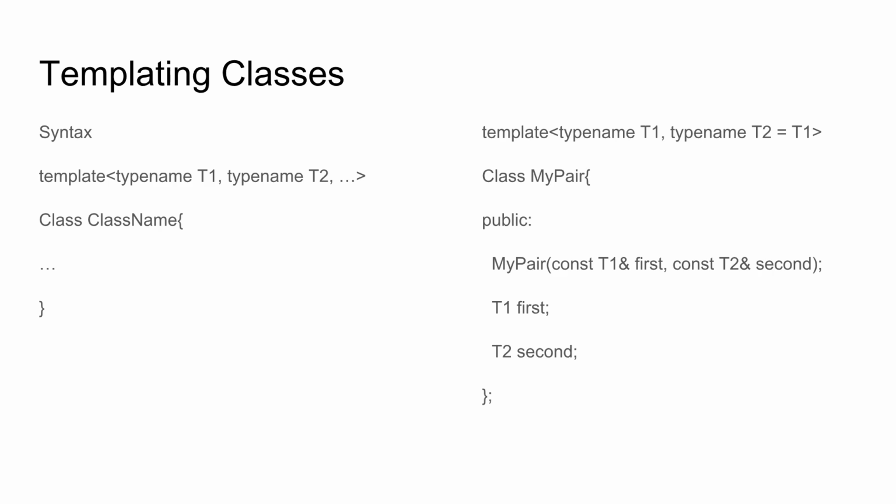For your next homework assignment, you're going to have to do a doubly linked list, but you're going to have to be able to implement a doubly linked list of any type. So we template over the class. So over here, I made a class called myPair. It's templated over types 1 and 2, and type 2 defaults to type 1. And I have a constructor that accepts a T1 and a T2 reference, and I have two member variables, first and second. So this will just be a way of collecting two things together.